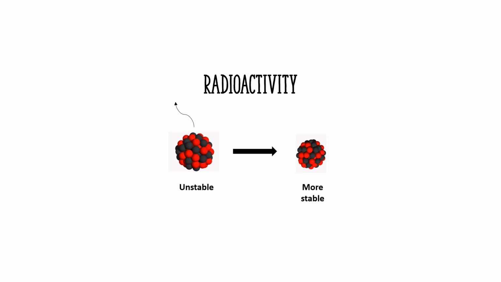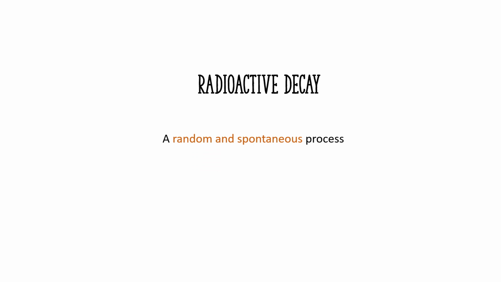Now, radioactive radiation in this case could be either alpha radiation, beta radiation, or it could even be gamma ray, which is also known as gamma radiation. Now, this process is known as radioactive decay, where radioactive decay is a totally random and spontaneous process.